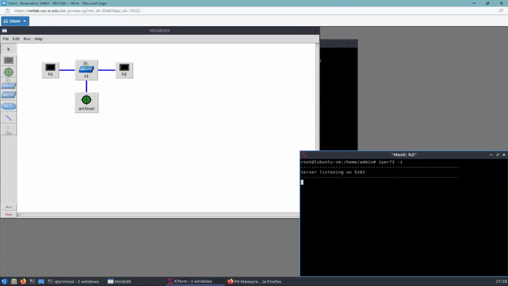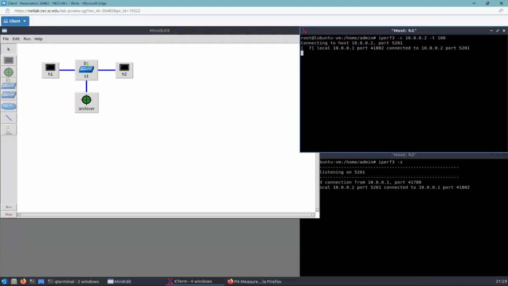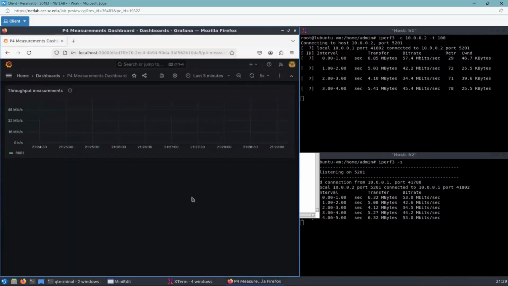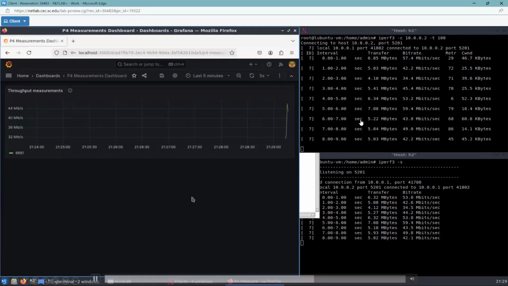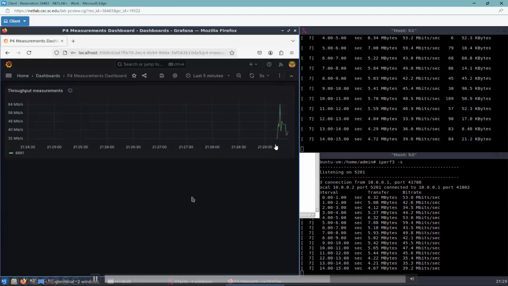We started the P4 switch a moment ago, and now we'll be running one iPerf test between H1 and H2. After having the test, we'll be going to a Grafana dashboard that's connected to the OpenSearch database, and that allows us to visualize the throughput test. So as you can see here, as we are sending data, we observe at runtime the throughput values in the Grafana dashboard.